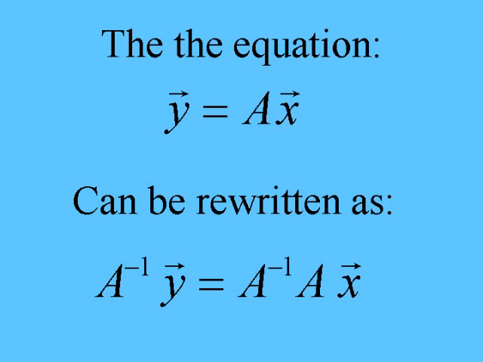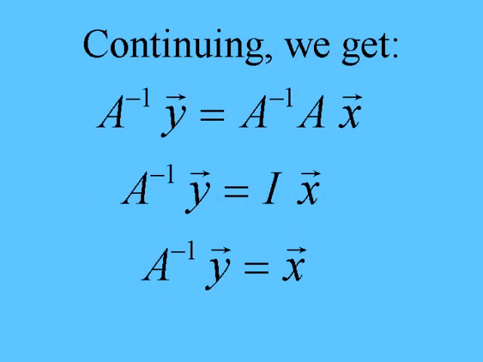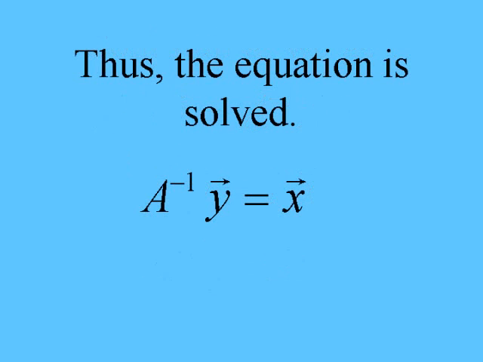Now take the original matrix equation y equals Ax and multiply both sides from the left by A inverse. Going through the steps explicitly, we have A inverse times y equals A inverse times A times x. But A inverse times A is simply I, the identity matrix. So at the bottom we have A inverse times y equals x. Thus, if the A matrix has an inverse, the equation is solved quite simply.